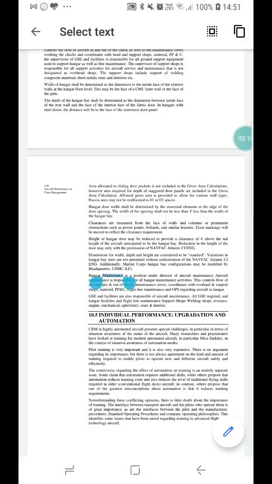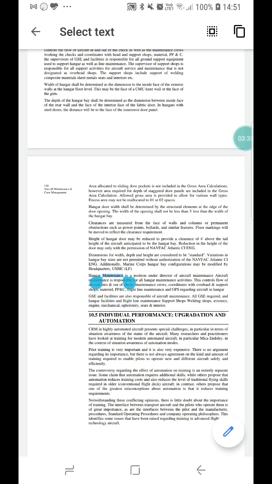GSE and the facilities are also responsible for the aircraft maintenance. All the GSE required, hangar facilities, flight line maintenance, seats and interiors, mechanical, avionics, engine, everything is taken care of in the hangar maintenance.